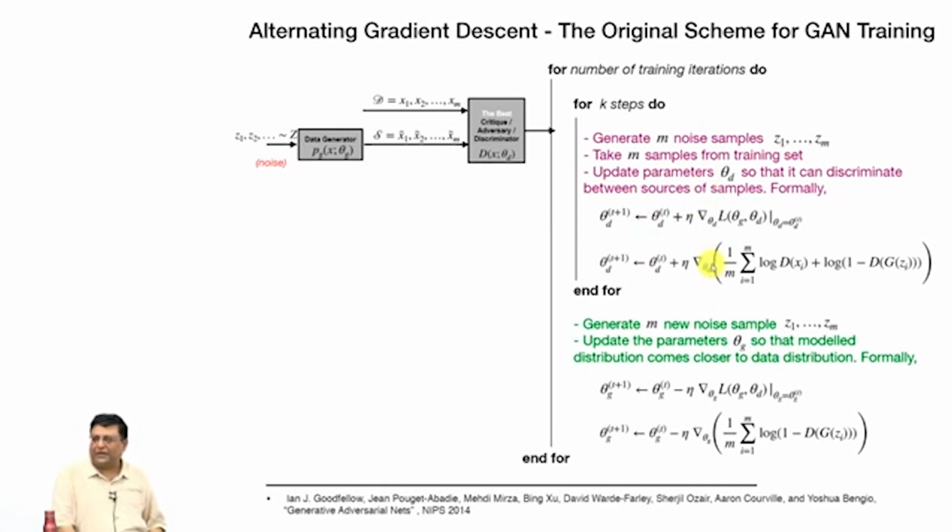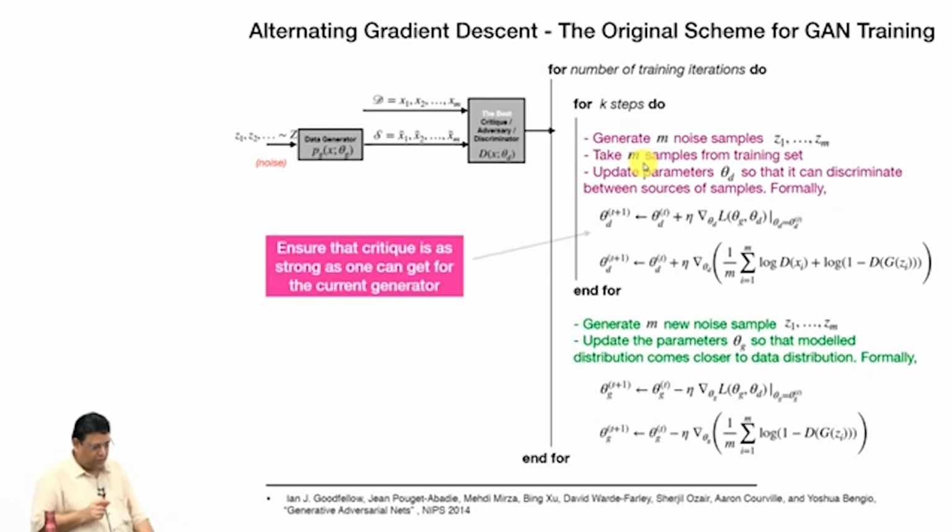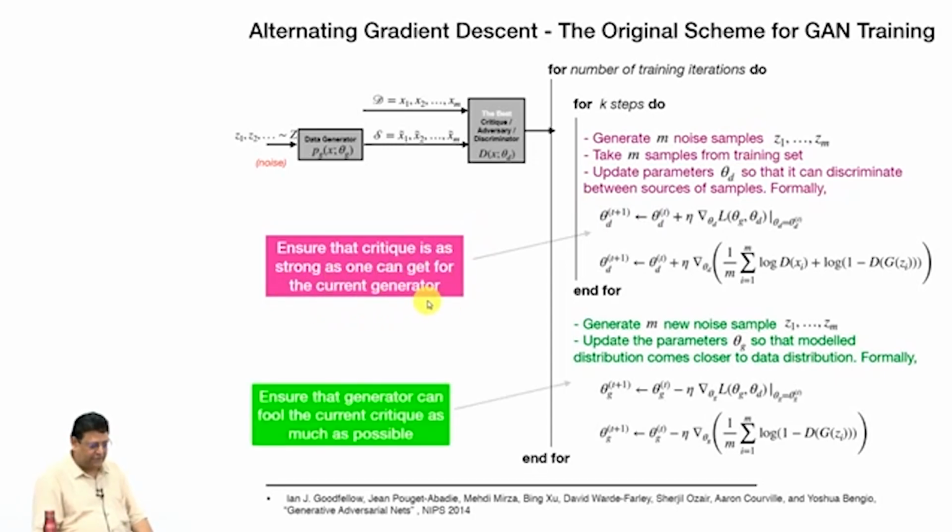And this inner loop is running at a much faster rate than the outer loop. Within one epoch of the outer loop, one revision of theta g, multiple revisions of theta d would have taken place. That's why it is called the 2-time scale algorithm, and this was originally proposed in this paper. Essentially, it ensured that the critique is as strong as one can get for the current generator, as I was telling you, and the outer loop ensured that the generator can fool the current critique as much as possible. That's the idea.